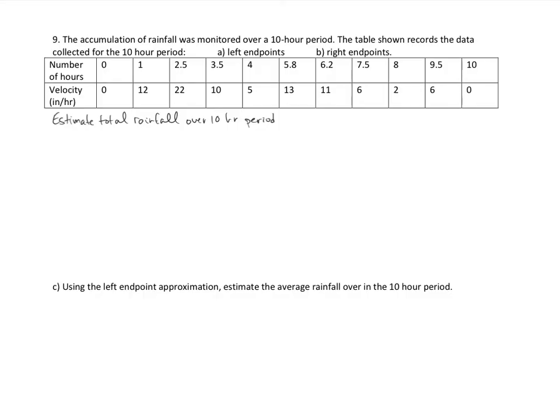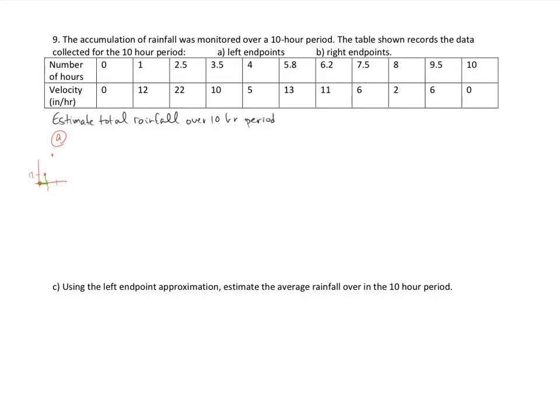So for this first one, for part A, we want to estimate this total rainfall over the 10-hour period using left rectangles. If you were to kind of quickly sketch a graph of this, now there's a lot of data points here to sketch. So on the AP test, they probably won't give you this many. But if you took a quick sketch, you'll have 0, 0. You've got 1, 12 right here. And then you've got 2.5 to 22. So you can kind of get an idea starting off that with left endpoints, we want to start here. So our first rectangle will have a height of 0 and a delta x of 1.